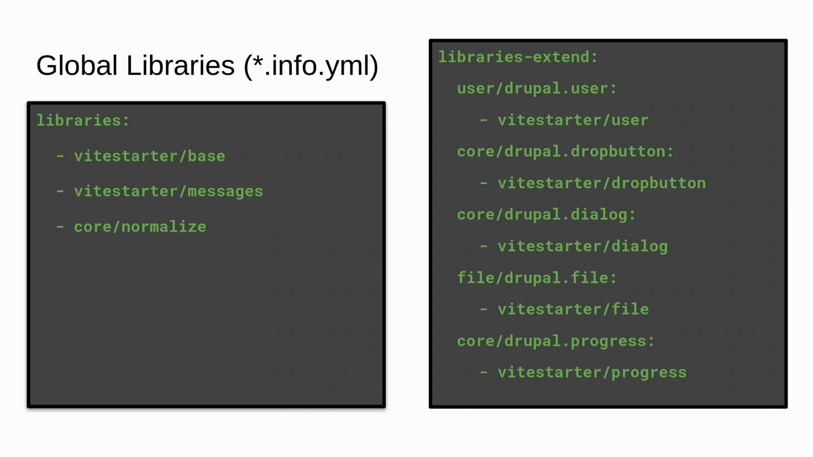So again, out of the box, when you generate a Starter Kit theme, you get these libraries loaded by default globally: a base library, messages, and the core normalize. You get these extensions in the info file, where user/Drupal.user is a core library that's loaded on the user's page, and by default, you're given Vite starter/user, which is a library that's set up to extend that core library.